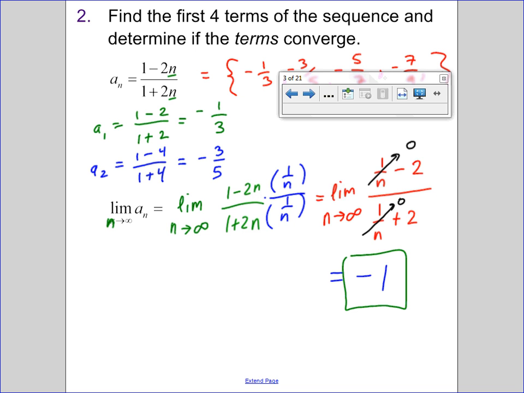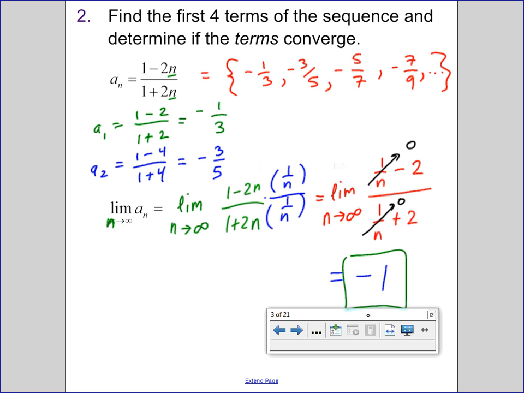Awesome. Do the terms converge? Yes, the terms converge. In fact, their value approaches negative 1, and you guys can see this. If we were to extend this pattern, we could see the next one would be negative 9 elevenths, negative 11 thirteenths, negative 13 fifteenths. Do you see how it's getting closer and closer and closer to that fraction that's closer to negative 1? And so the nth term does converge.